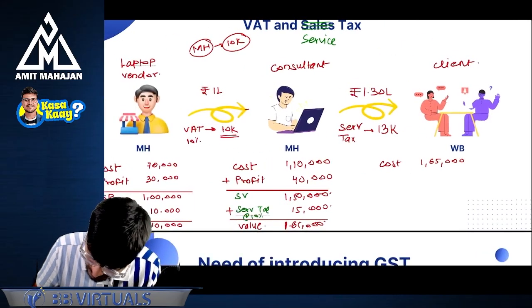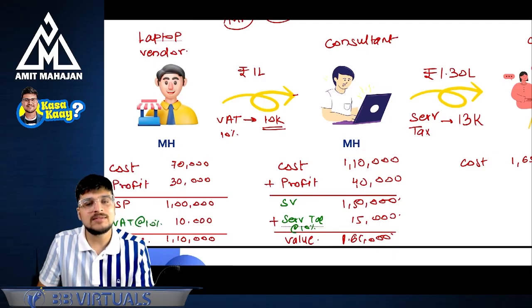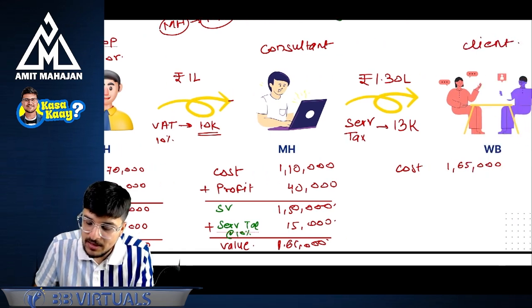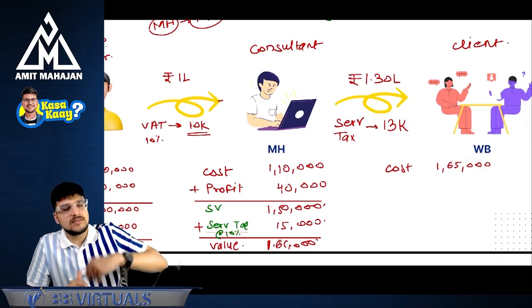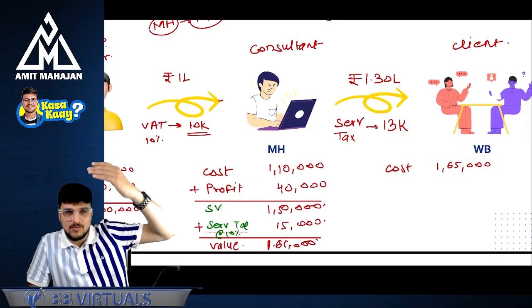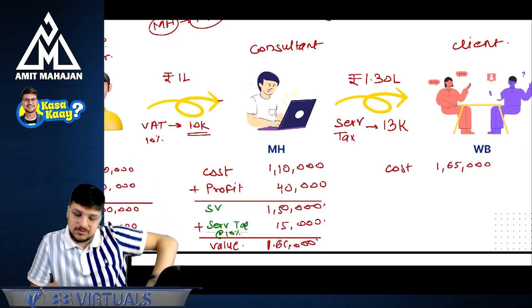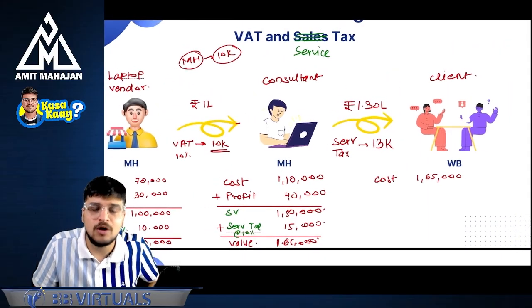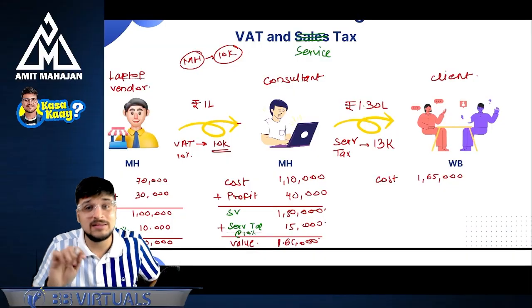The only point was, it will be added to the cost. Since it is being added to the cost of the consultant, ultimately it will add this cost to the client, because the consultant's cost is high. So of course the ultimate burden of that additional 10,000 will go to the client. So don't you think this is wrong? This is absolutely wrong. And I will give you one more example of why this is wrong.